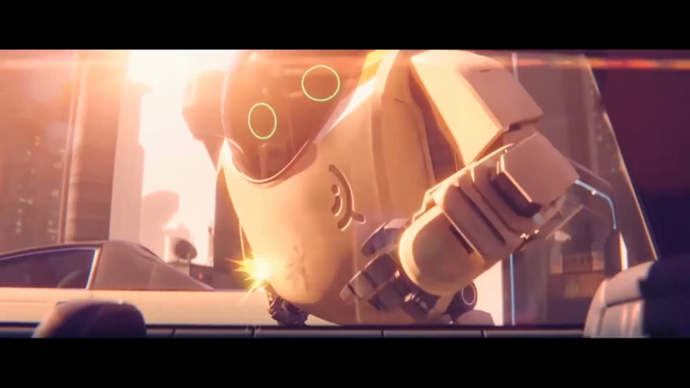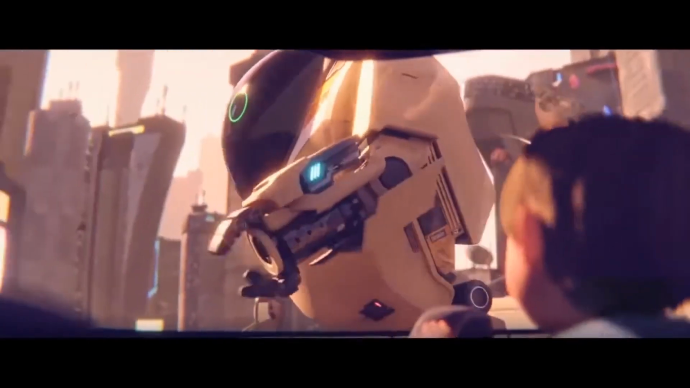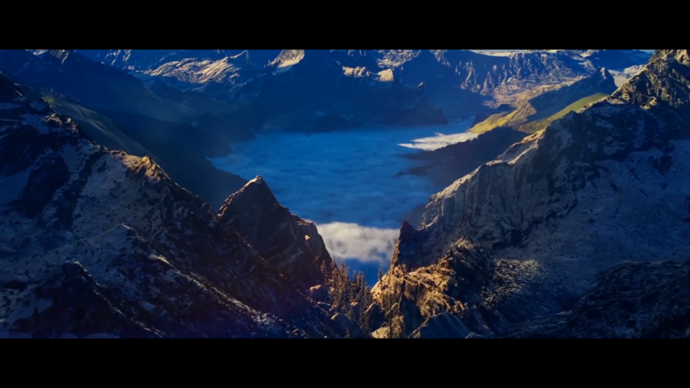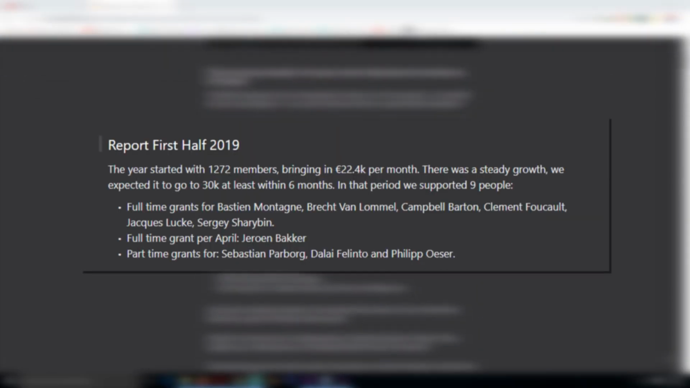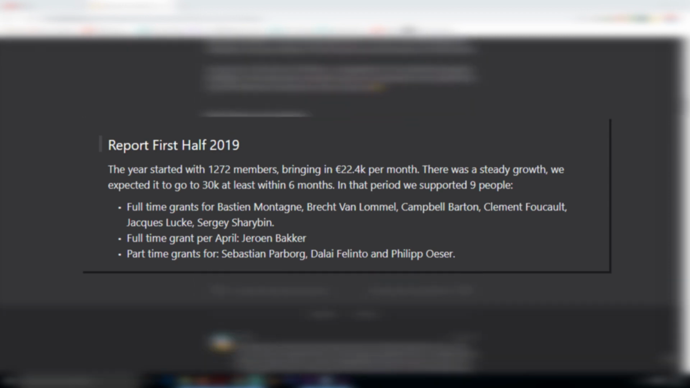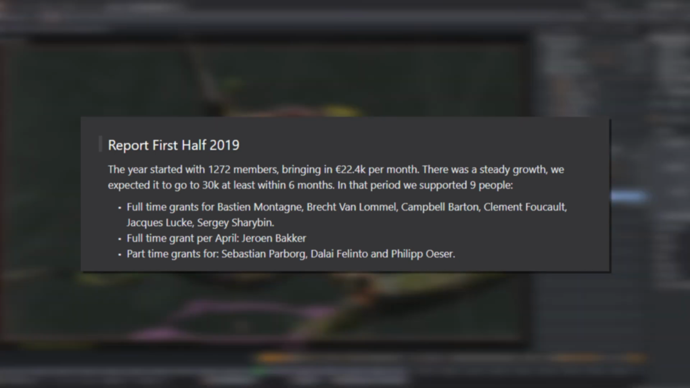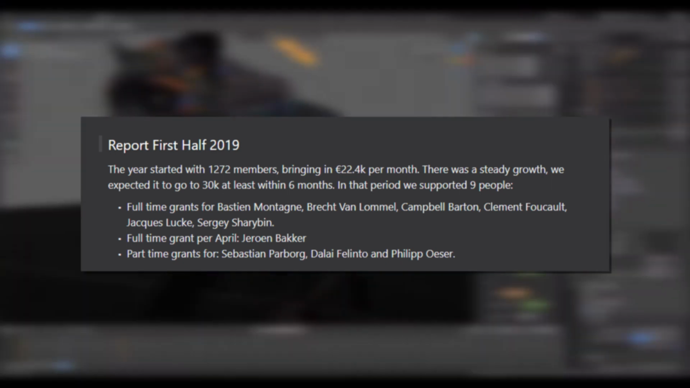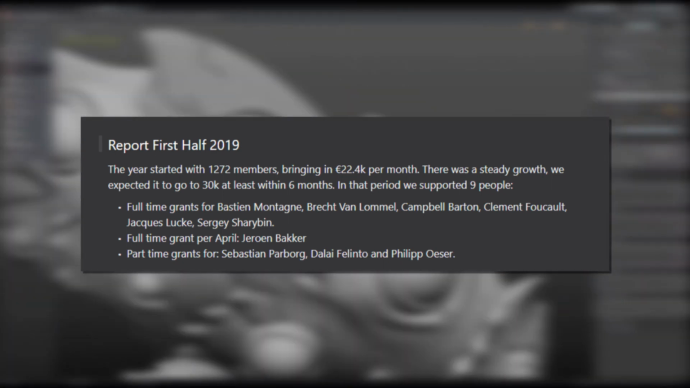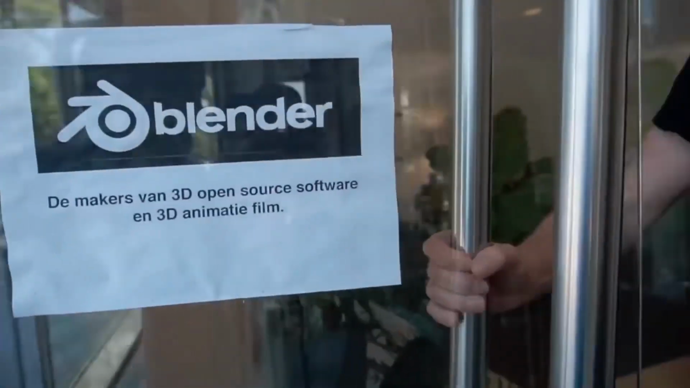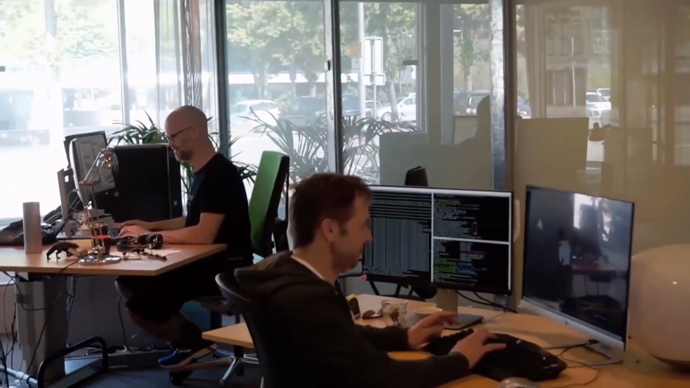It's really hard to put in perspective the difference between this year and other years if you are looking at the development fund, until you read this excerpt from the 2019 Blender Fund report, which goes on to say: they started with 1,272 members, bringing in 22.4 euros per month. There was a steady growth. We expected it to grow to 30k at least within 6 months. In that period, we supported 9 people. From 9 developers to 20 developers, from 22,400 euros per month to 115,000 per month. That's a leap of a jump.